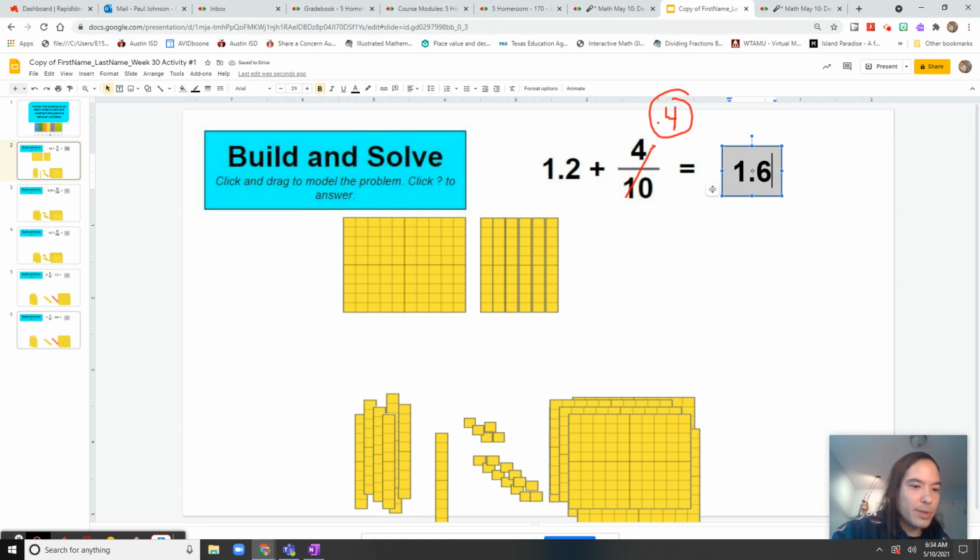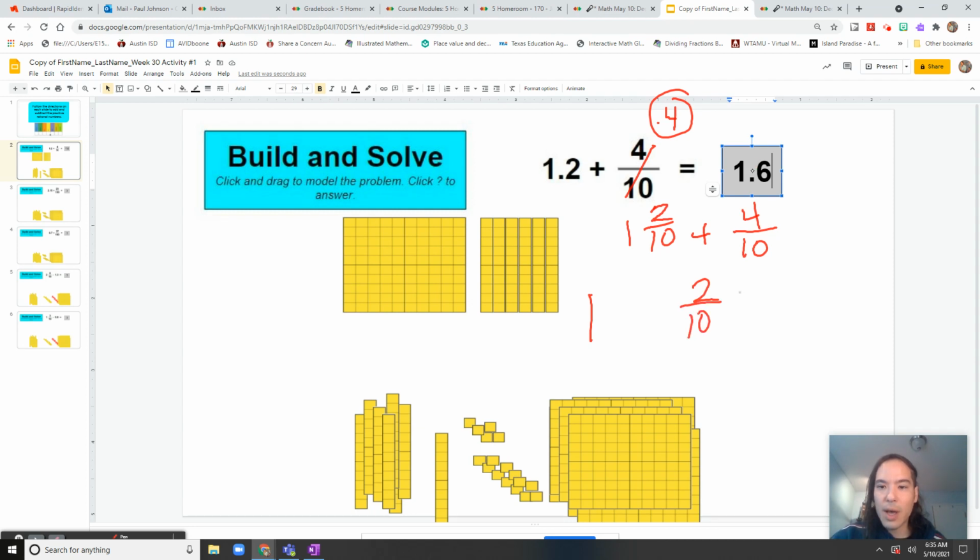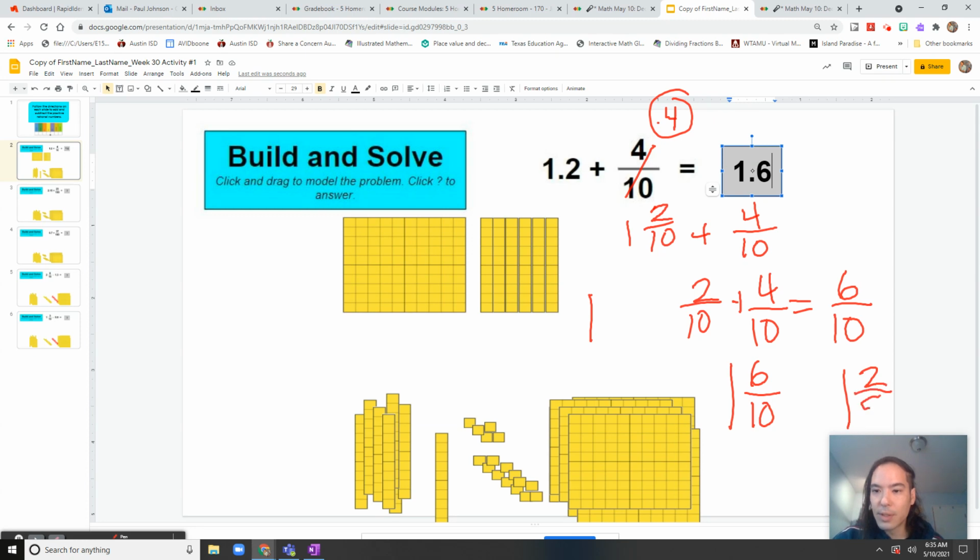If you wanted to do the math as fractions, 1 and 2 tenths plus 4 tenths, we just take the whole number out and then squish the fractions together. So 2 tenths plus 4 tenths equals 6 tenths. And if you felt like simplifying that, you could. So it could be 1 and 6 tenths, or it could be 1 and 2 fifths.